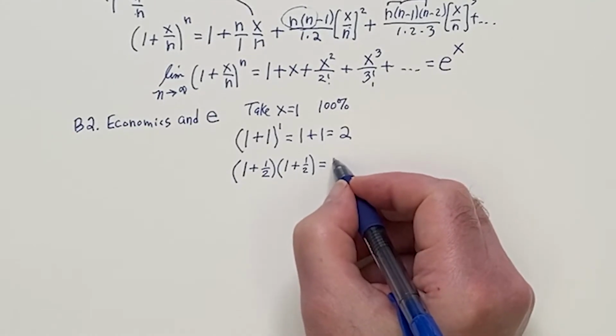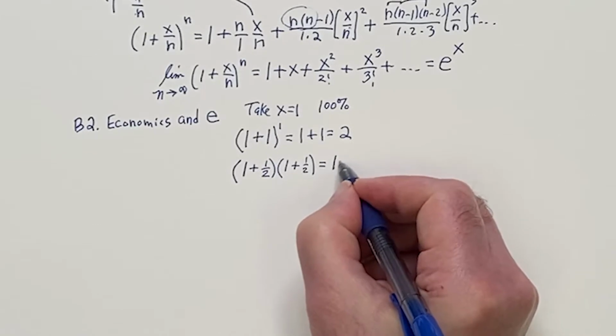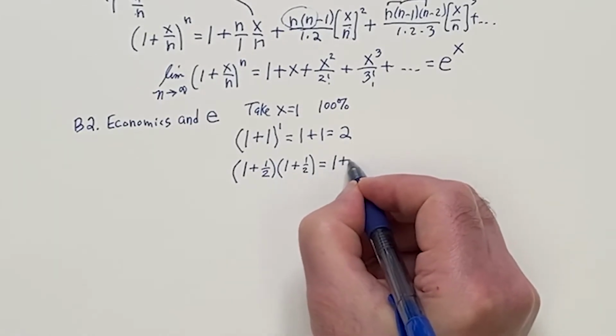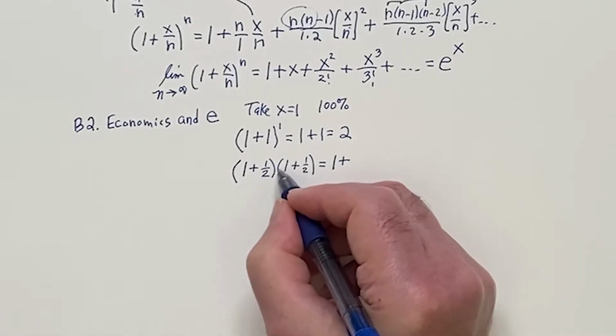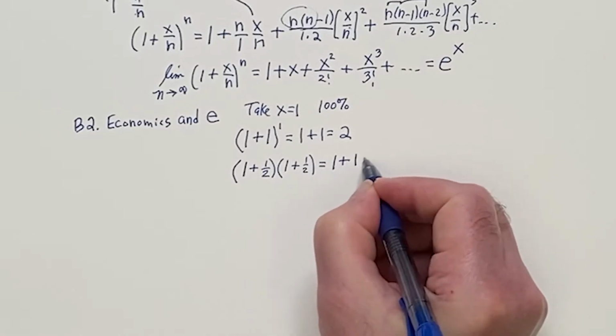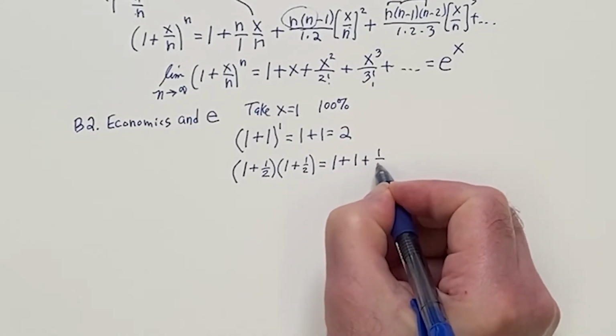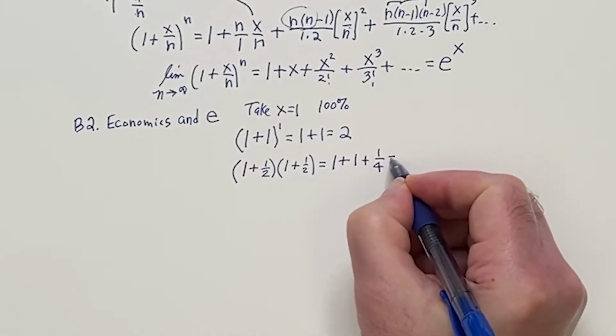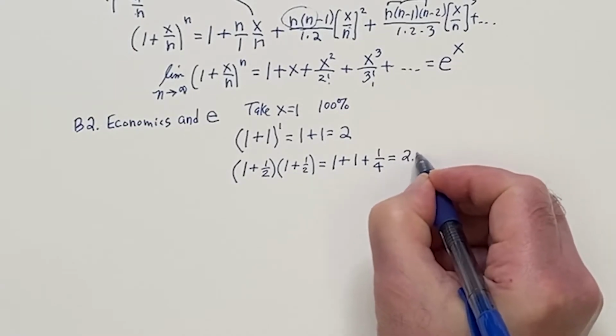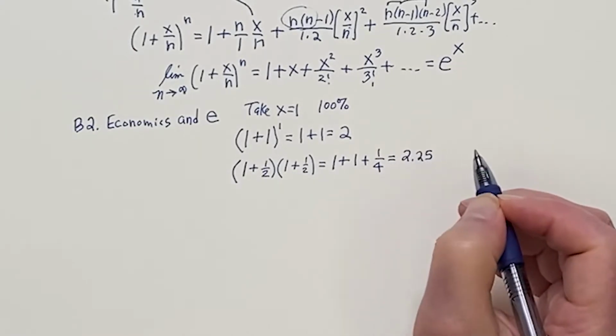So this would be equal to 1 plus the cross term would be a half and a half is a 1, and then 1/2 times 1/2, and you get $2.25. So you get a better deal.